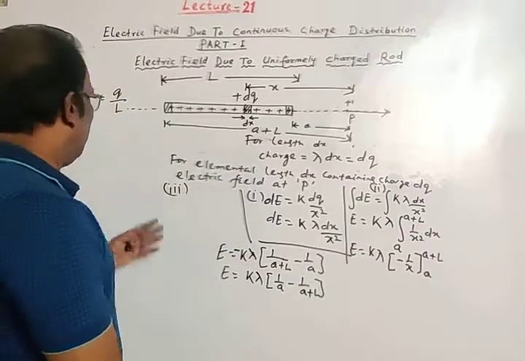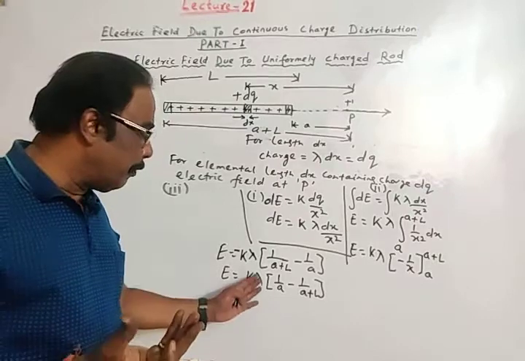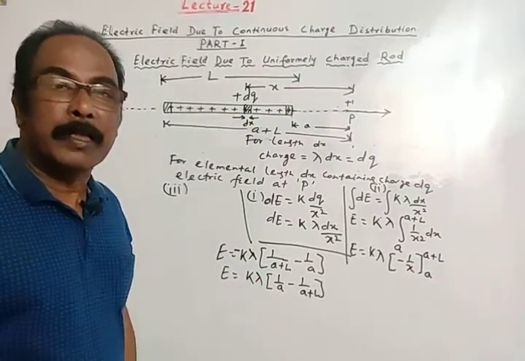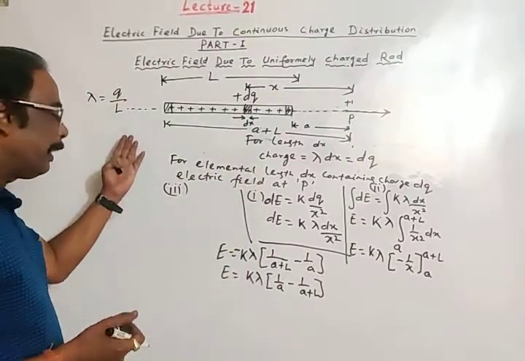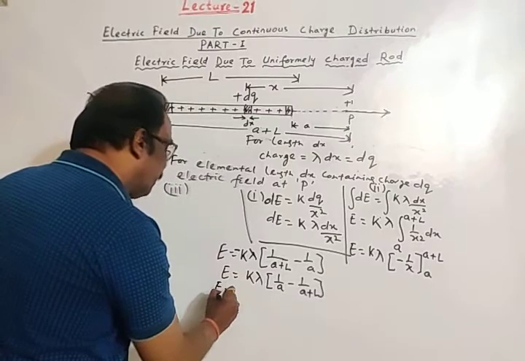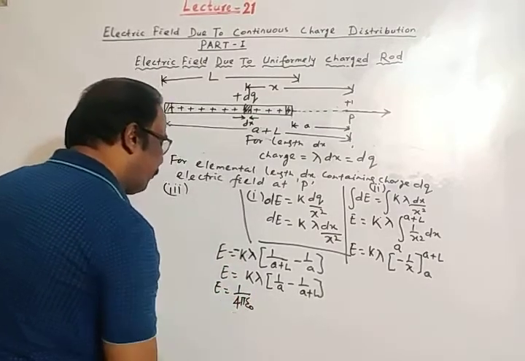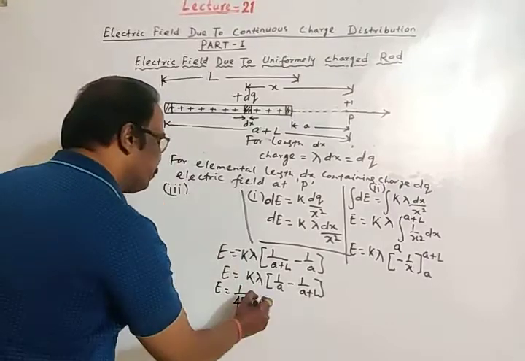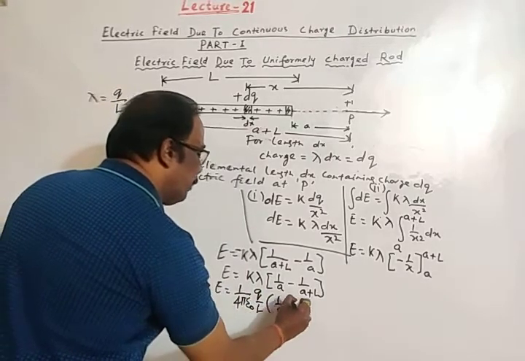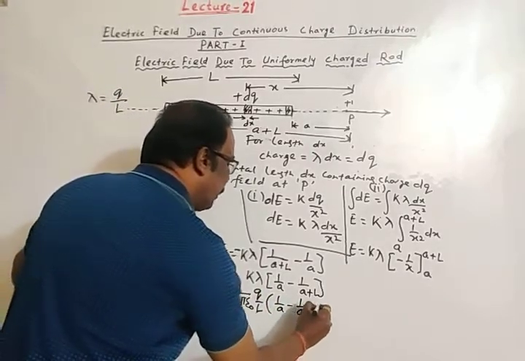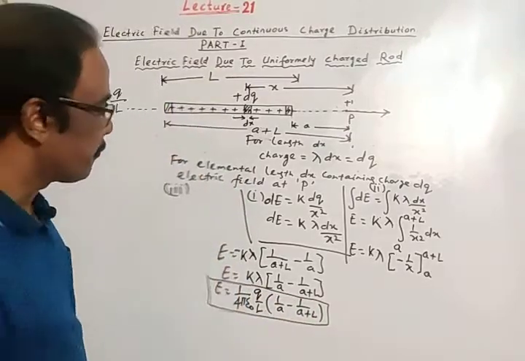What is lambda? If in a numerical the value of linear charge density is not mentioned, but the total charge q is given, then you can calculate lambda as q by L. Or finally you may write the magnitude of electric field intensity: k is 1 divided by 4 pi epsilon naught, lambda is q by L, into 1 by a minus 1 by a plus L. This is our final answer.